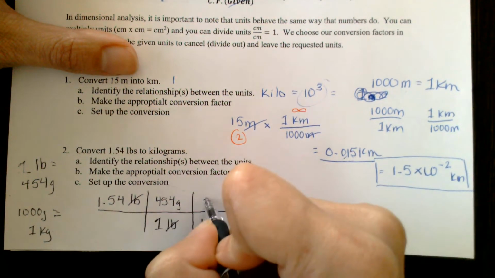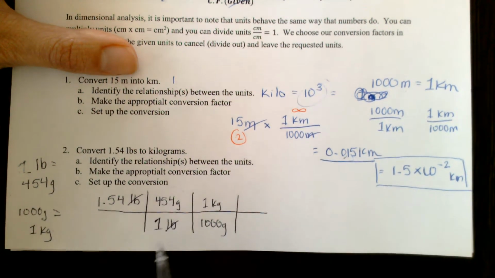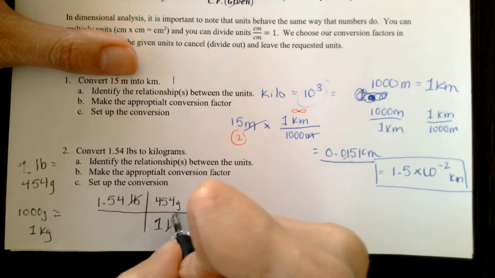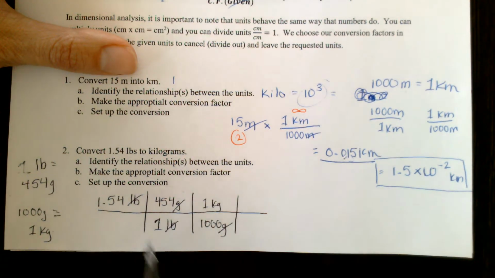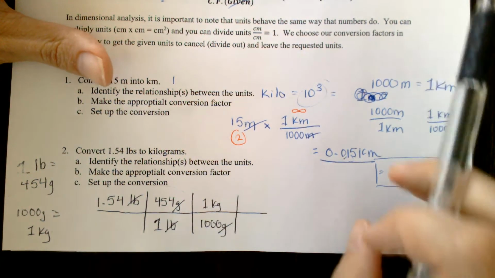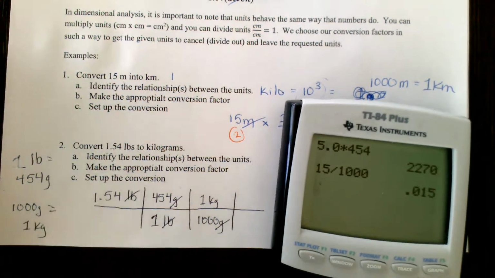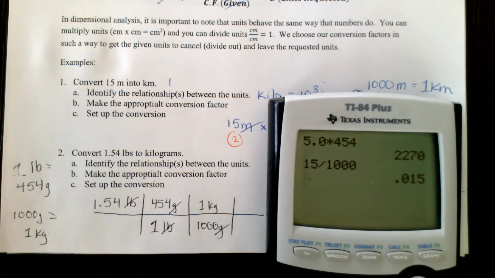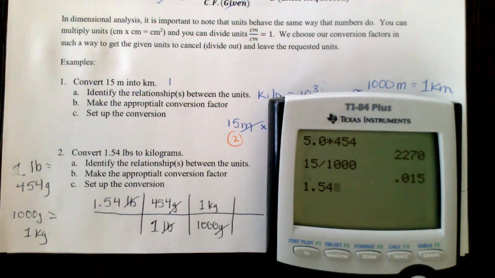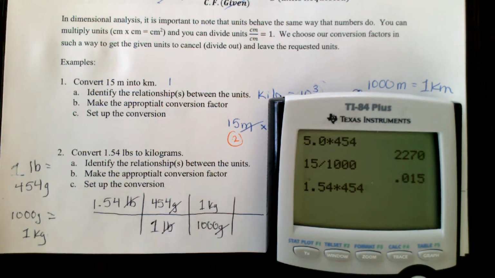And then my 1 kilogram will be in the numerator. So if we look at this next, the grams will cancel with the grams here, and the only unit left is my kilograms. Okay, so if you were putting this in your calculator, I would take my 1.54, multiply it by the 454. That gives me 699.16. So again, I'm not going to round until the very end.